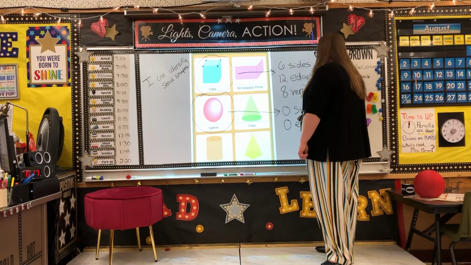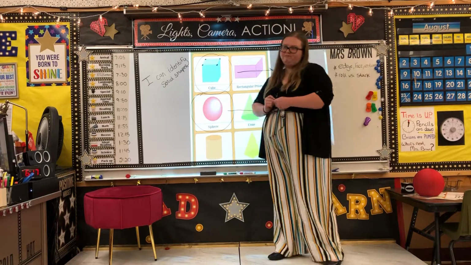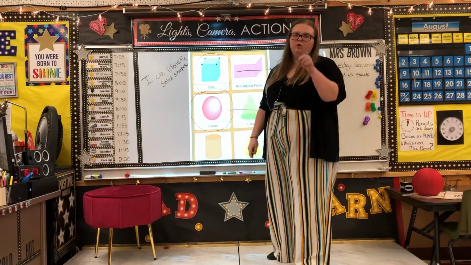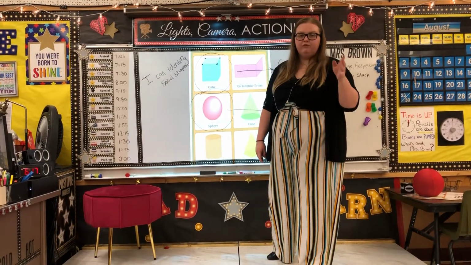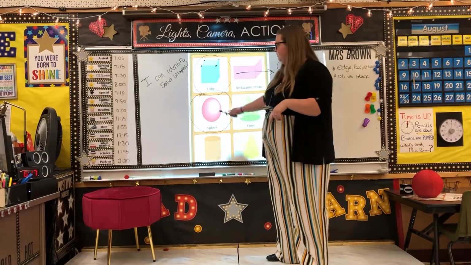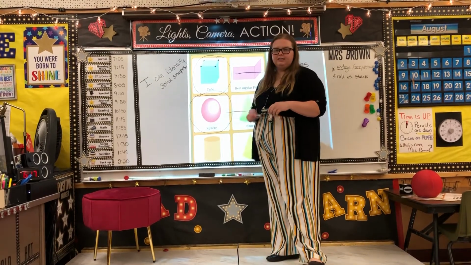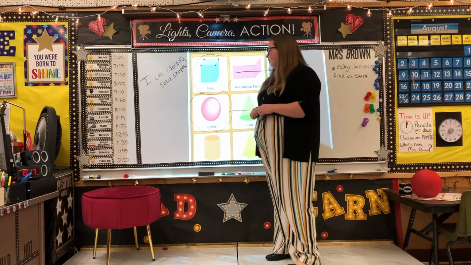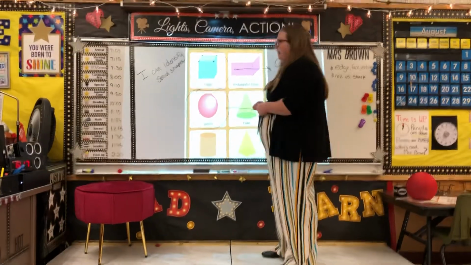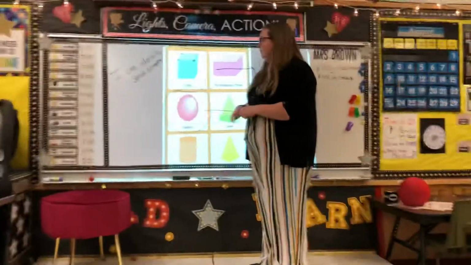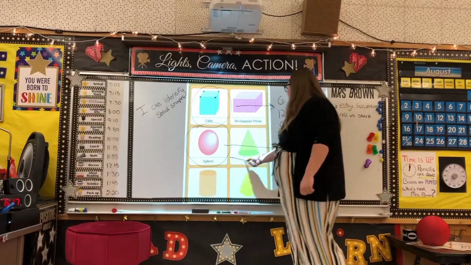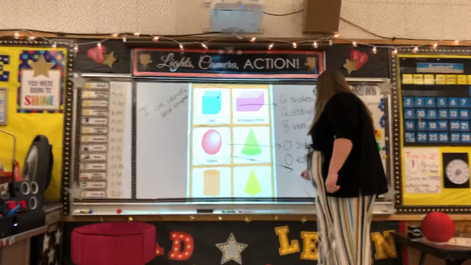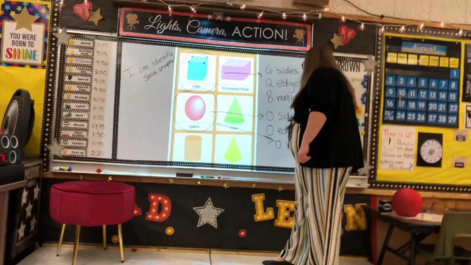Now, what about that fancy word for corner? Vertice, vertex. Does the sphere have a single vertex or a single corner? No way. If it had a corner, how would it roll? It wouldn't. So, 0 vertex.